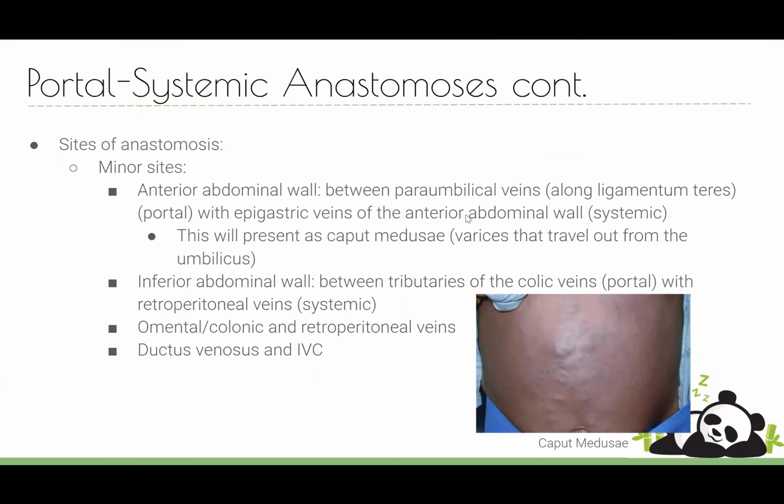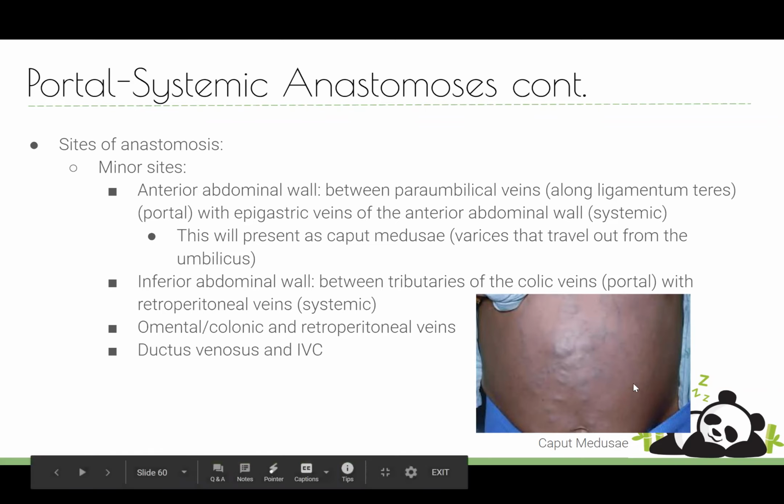So this is between the paraumbilical veins and the epigastric veins in the anterior abdominal wall. And these present as caput medusae. So hopefully you guys still have clin skills lessons, and maybe one of the things you got told to look for was caput medusae or veins. This is kind of what it is and why it happens.